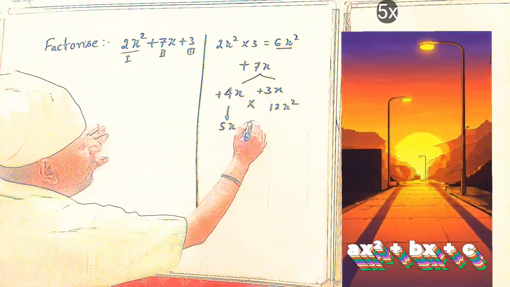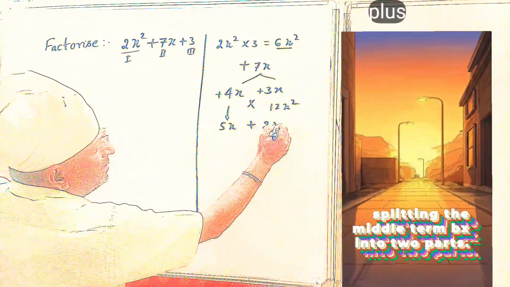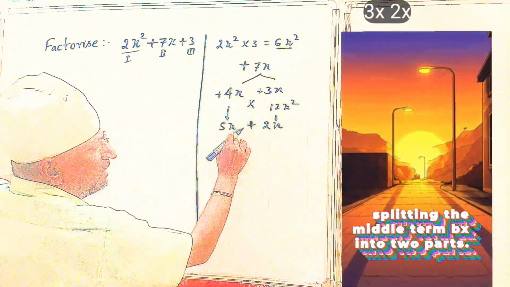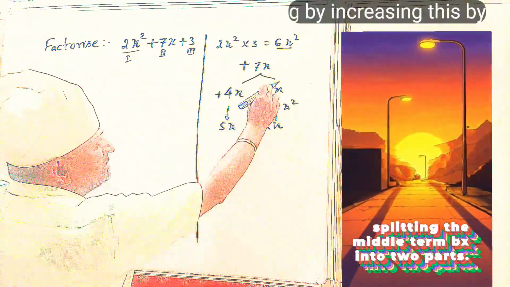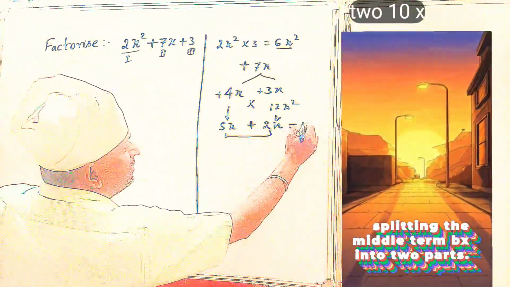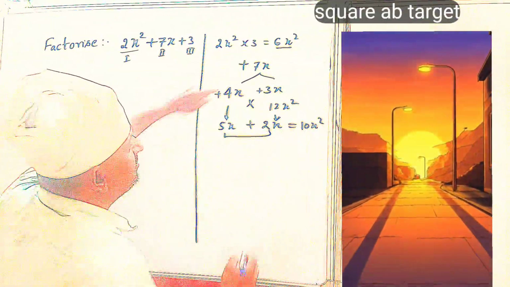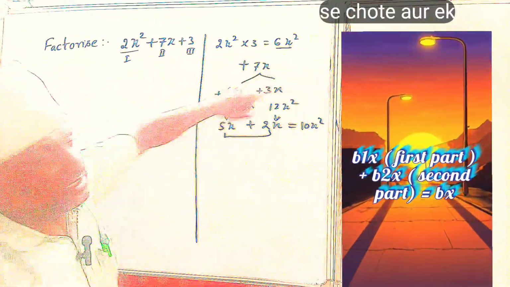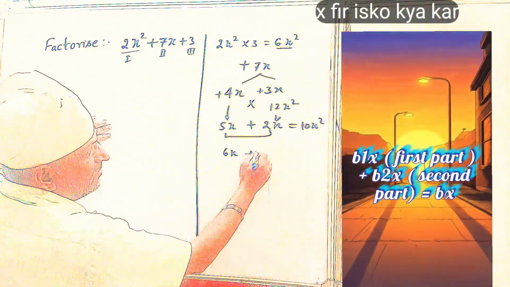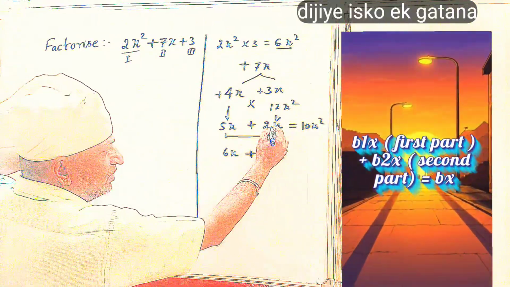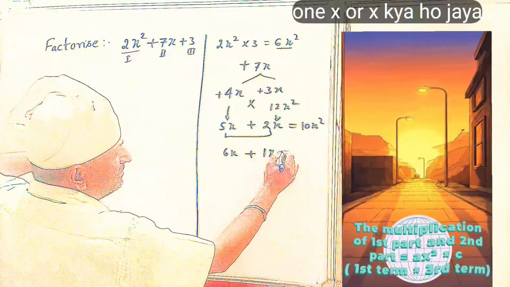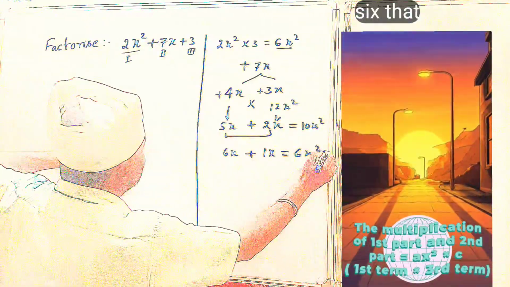5x plus 2x, 3x से 2x होगा, ये एक बढ़ गया. By increasing this, by decreasing this, 5 2 जा 10x². अभी ये अपने टारगेट से छोटे. और एक बढ़ाइए 6x, फिर इसको क्या कर दीजिए, इसको एक घटाना पड़ेगा. तो 1x और x क्या आ जाएगा, 6.